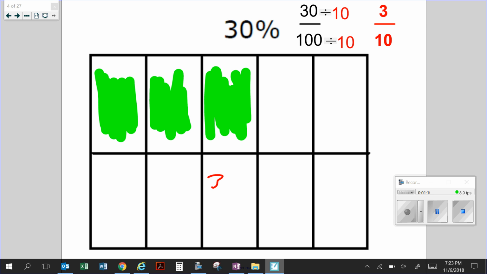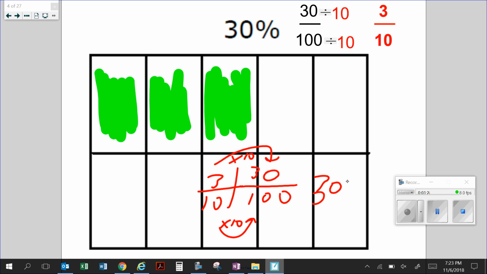Well, let's think about it. 3/10. A percent again means out of 100. How do you build this to 100? Times 10, times 10, 30 hundredths or 30%. So 3/10 means 30/100 or 30%. Again, if you know 30/100, you can divide both numbers by 10 and it breaks down to 3/10.